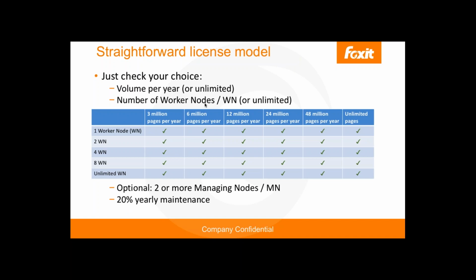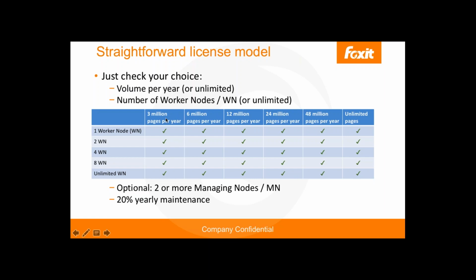Then from a scalability standpoint, you can pick your comfort zone in this matrix here. And how the matrix goes is like that. First, we license the rendition server by a cap, a maximum number of pages it processes a year. So there might be a project with 3 million pages a year, and you might be good with that. Or you have 24 million, or even an unlimited version is available. You can have anything on the page count side.